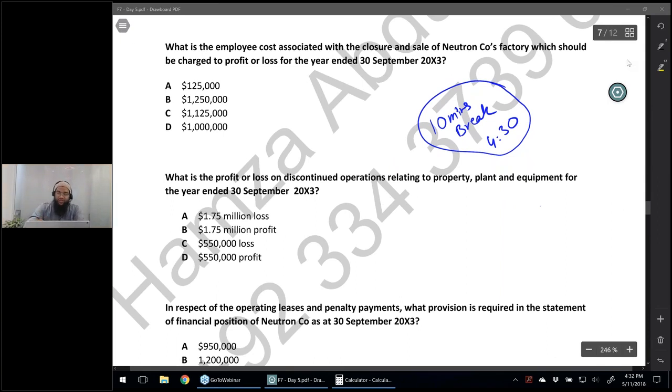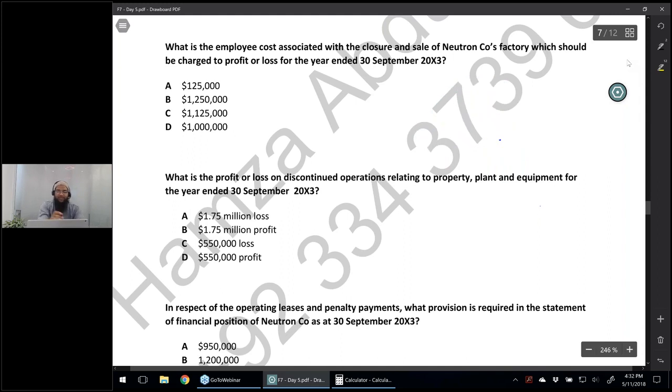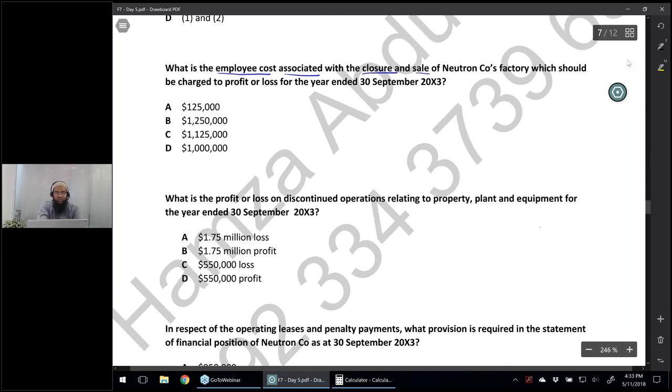Okay, everyone, let's resume the session. Now the question is asking: what is the employee cost associated with the closure and sale of Neutron Company's factory, which should be charged to profit or loss for the year ended 30th September 2023? So what is the employee cost associated with the closure? Let's go and see the scenario.